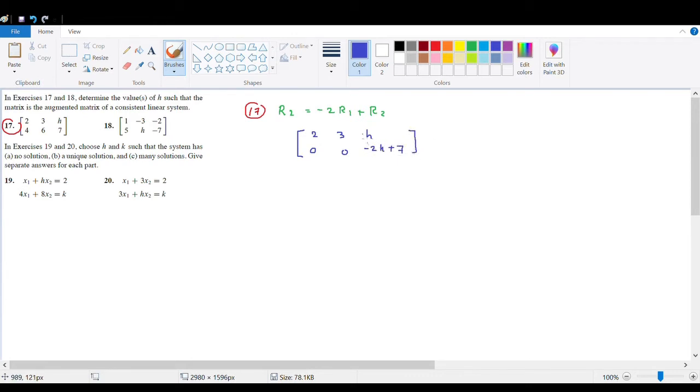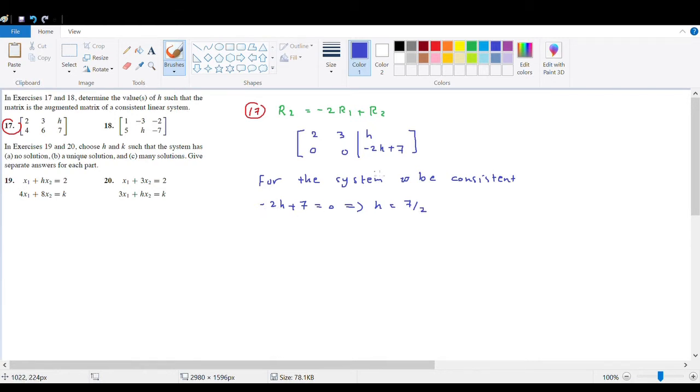The matrix is consistent if we don't have the form 0, 0, b. So that means minus 2h plus 7 must be equal to 0 for the system to be consistent. So for the system to be consistent, we have minus 2h plus 7 should be equal to 0. That means our h should be equal to 7 over 2.